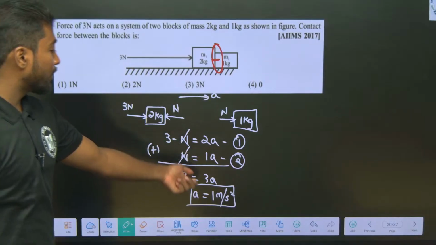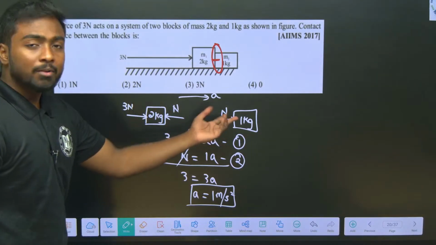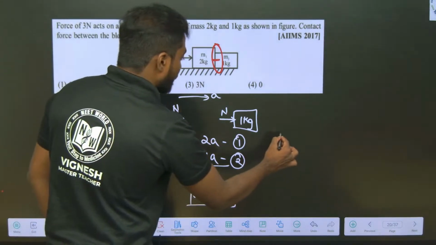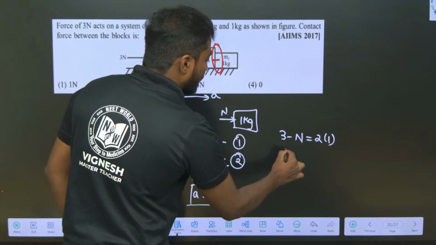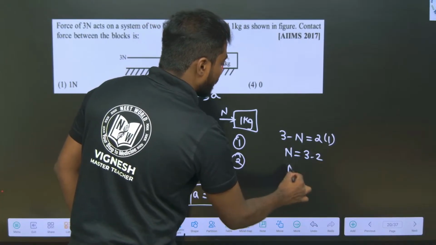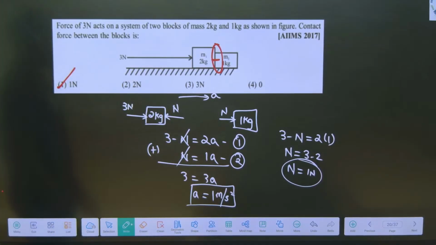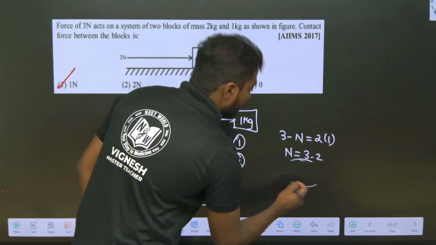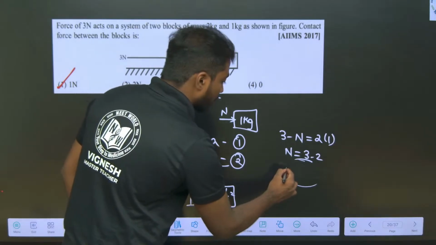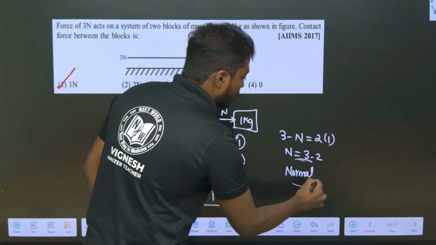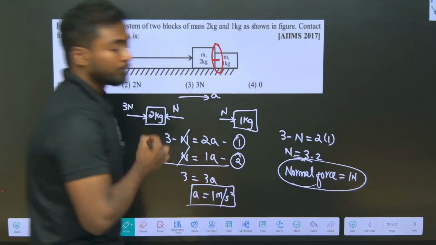Either I can substitute the value of A in equation number 1 or equation number 2, I will get the normal force. So what should I do? 3 minus N is equal to 2 into 1, where N is equal to 3 minus 2, N is equal to 1 Newton. This is the answer, this is the normal force. So 1 Newton is the answer, I will write here properly. So normal force is equal to 1 Newton. There is the answer.